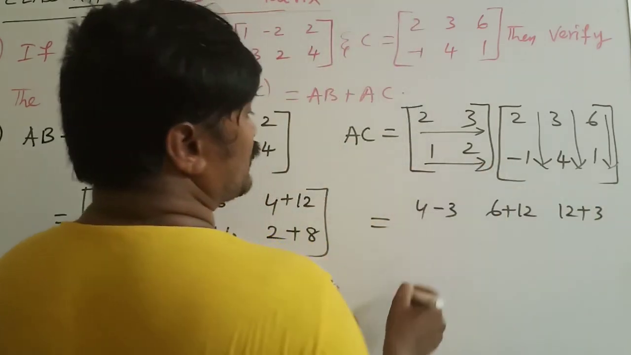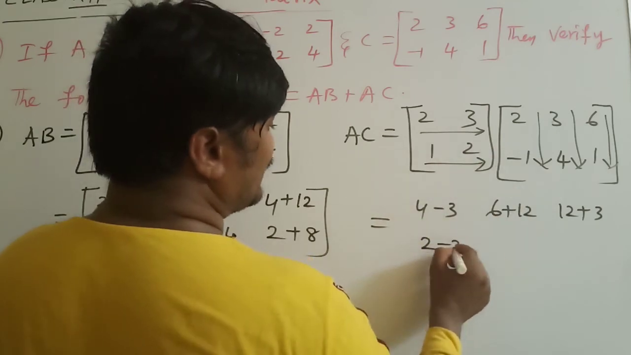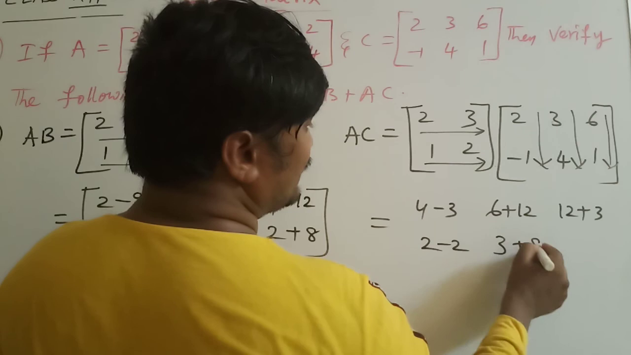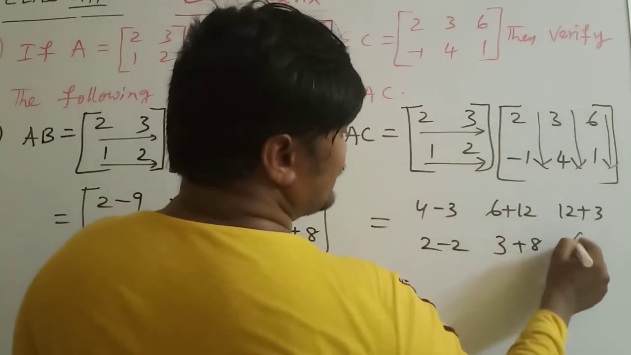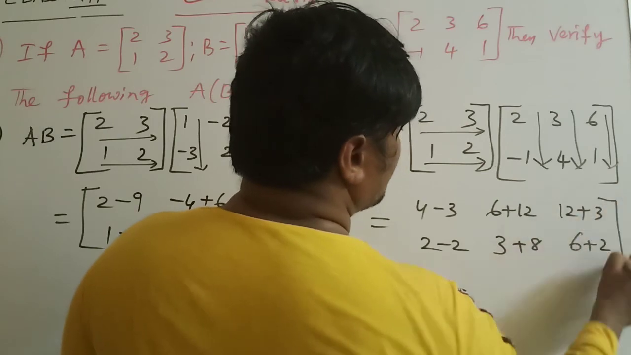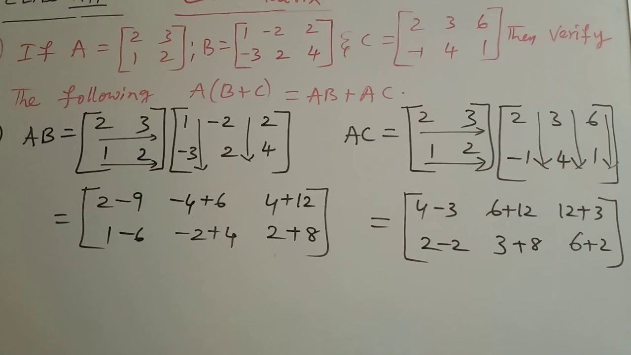Same method now, second row and first column. 1 into 2, 2. 2 into minus 1, minus 2. 1 into 3 is nothing but 3. 2 into 4 is nothing but 8. 1 into 6 is nothing but 6. 2 into 1 is nothing but 2. So it is just normal calculations only, not more than that.